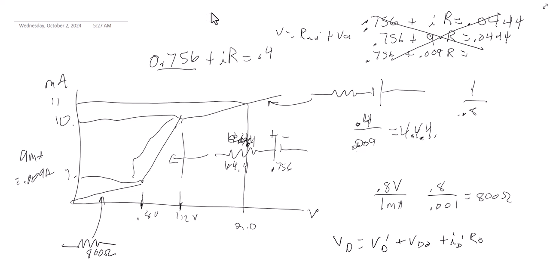Okay, so there's a mess on the screen. I should probably just start this one over. So if I get the slope of this segment of the line right here, that would be 0.8 over 1 milliamp. So that'll get me 800 ohms again.